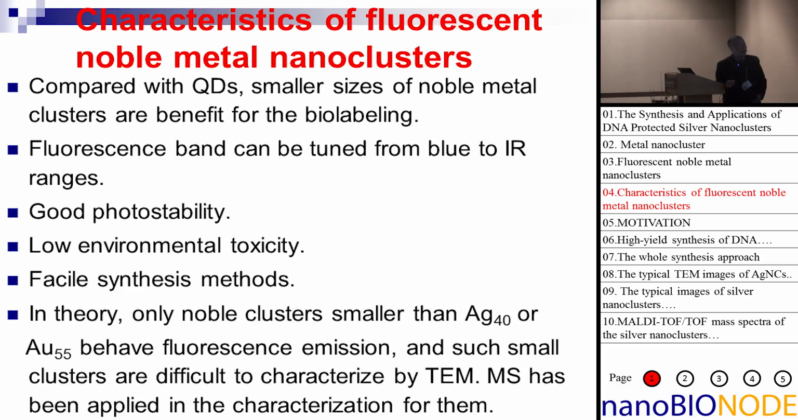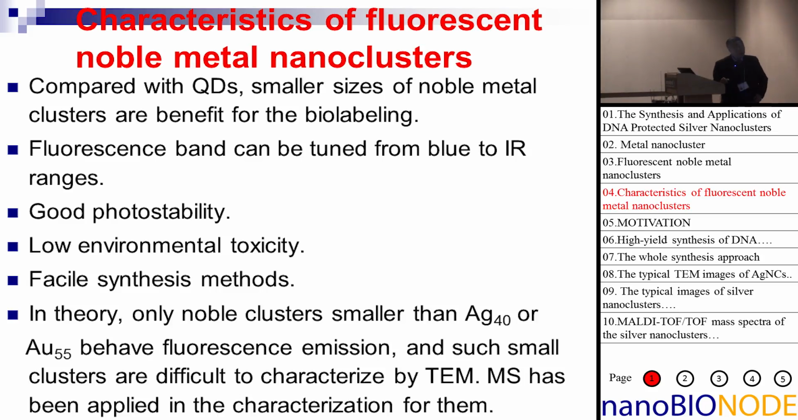In theory, only noble metal clusters smaller than silver 40 or gold 55 show fluorescence emission, and such small clusters are difficult to characterize by TEM. In this case, mass spectrometry has been applied in their characterization.